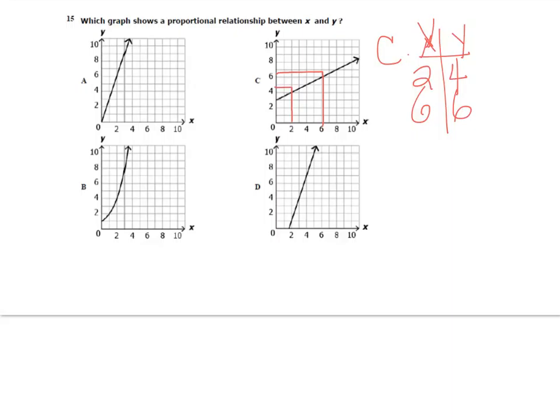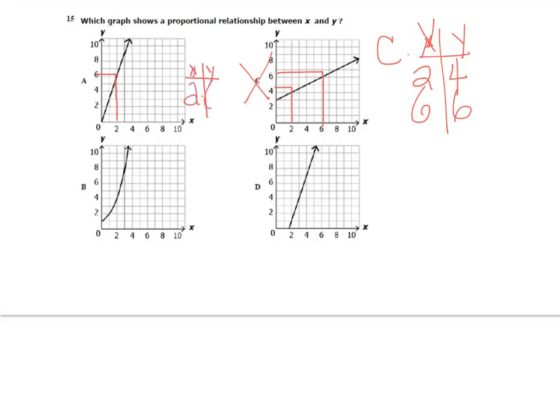Okay. I don't see a relationship. 2 times 4 is 8. 6 times 6 is 36. 4 over 2 is 2, and 6 over 6 is 1. So I definitely don't see any proportional relationship there. Let me take a look at this one here. I found a point here, which is 2, 6. So when x is 2, y is 6.